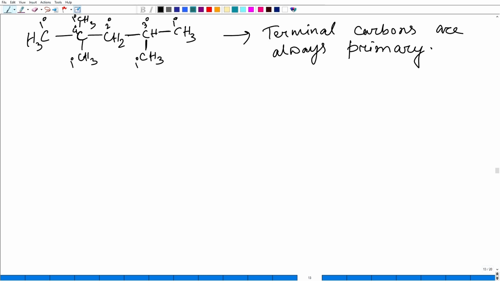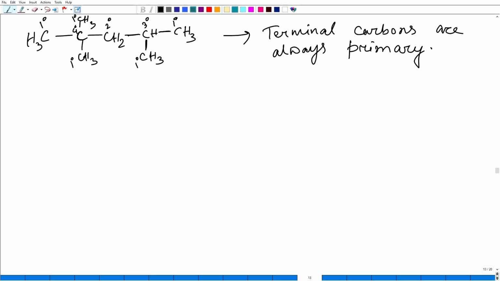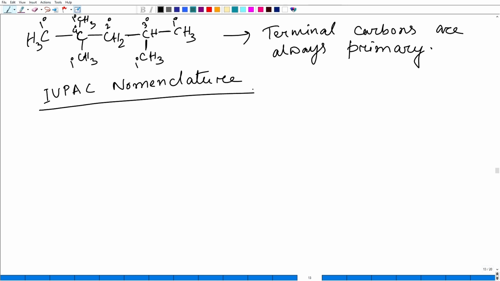So, now we have seen about the alkanes, the name of the alkanes, homologous series, general formula, and we have also discussed about some basic isomerism. So, now we need to practice some IUPAC nomenclature for some better understanding. So, let us see some examples. Okay. So, let us see the first one.